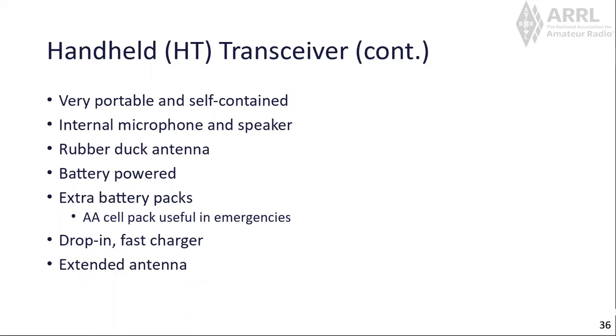Extended antenna. You can buy this antenna on my radio as an add-on, or it's longer than the rubber duck, and there's some even longer ones. You can get an external microphone and speaker, which I do have. Sometimes it's nice to have the thing clipped onto your backpack or your belt, and you have an earphone and microphone hanging off your head, and you don't have to worry about the radio getting in the way.